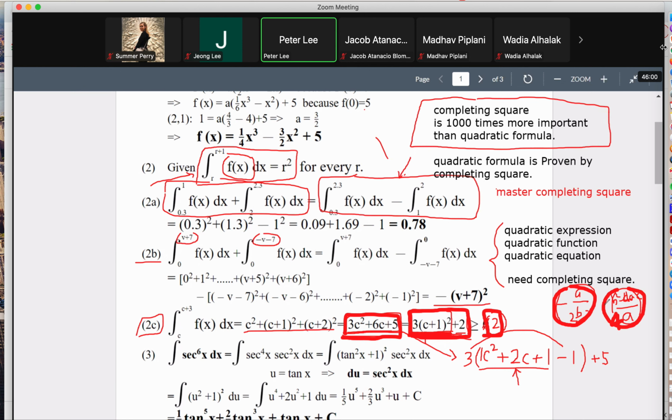It's not wrong, but you know what? This kind of a method is not good. So don't you like this guy better? Look at this. It's very clean, straightforward. Again, let me tell you this one more time. Complete square is 1,000 times more important than quadratic formula. Cannot stress the importance of this guy. Any questions here? Any other questions?